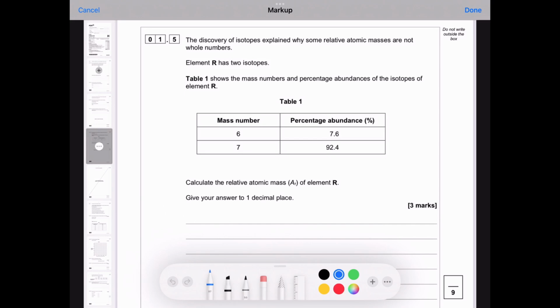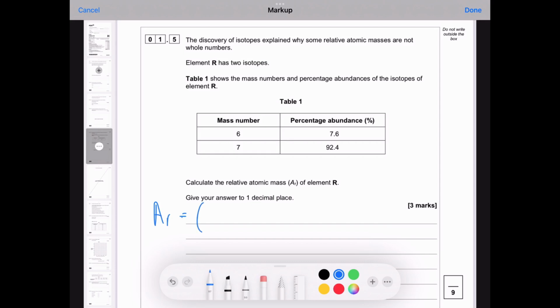Okay, so back to the question. Let's use the formula to answer this question. It's 3 marks, and I've seen this question come up pretty much every year, so it's easy marks. Let's answer this question. Relative atomic mass is also denoted with this symbol, capital A and small r.